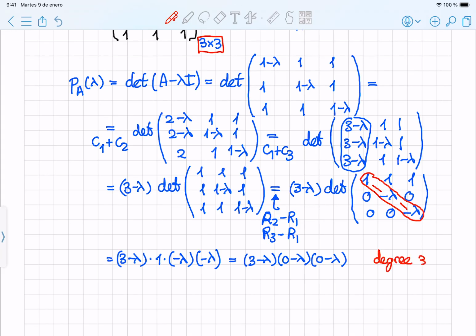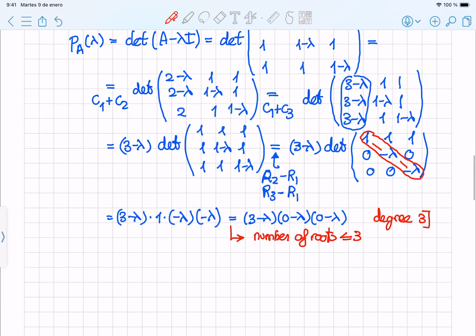Degree 3. And then the number of roots, well, not the roots, but the number of the roots, that's the number of roots, is going to be always smaller than or equal to 3.